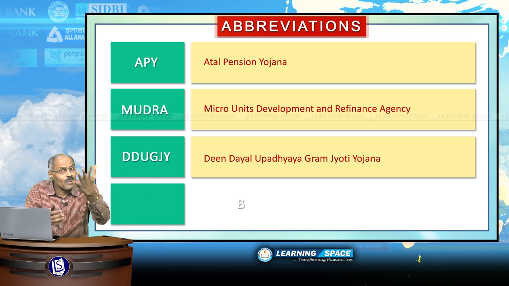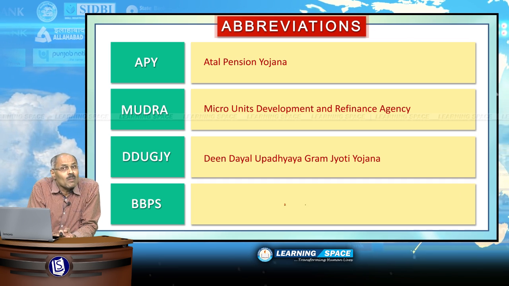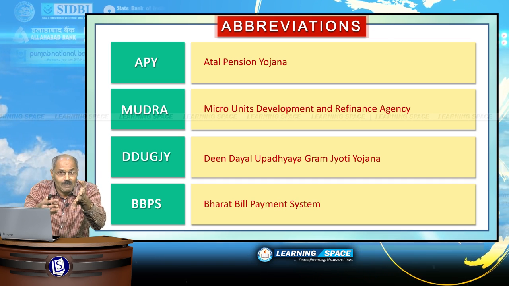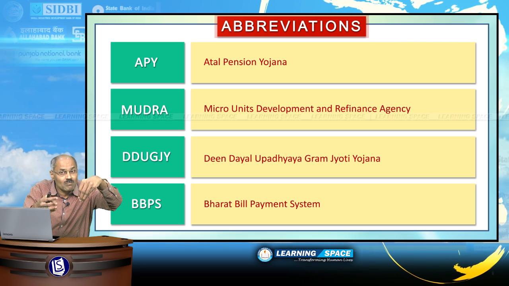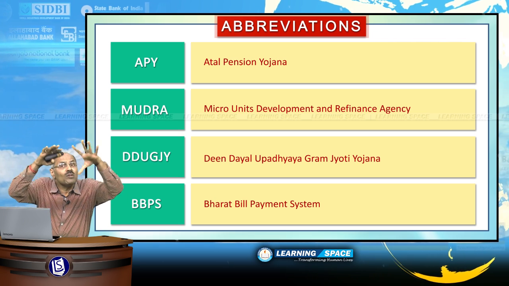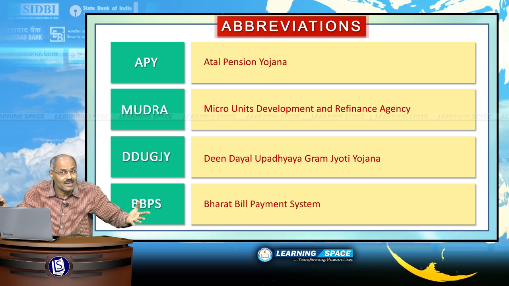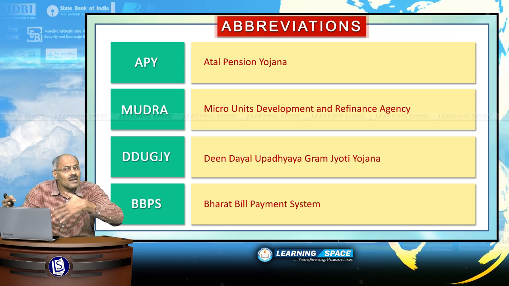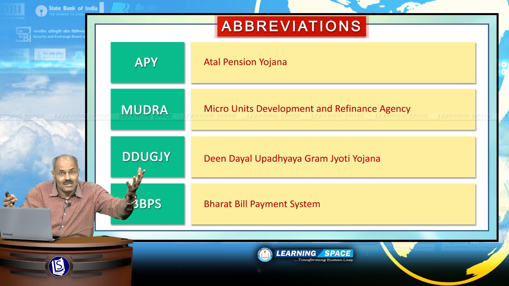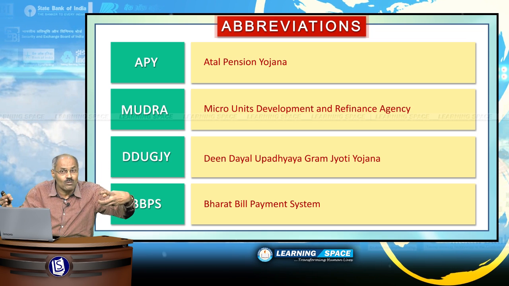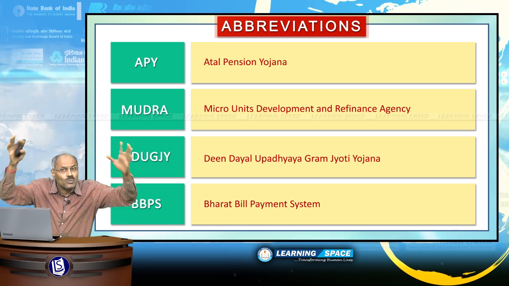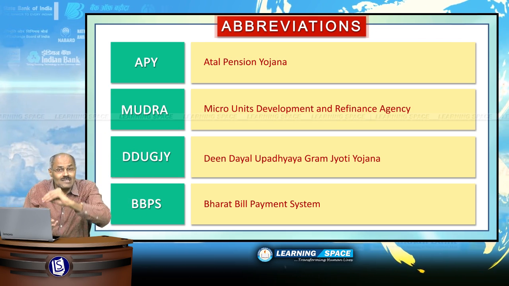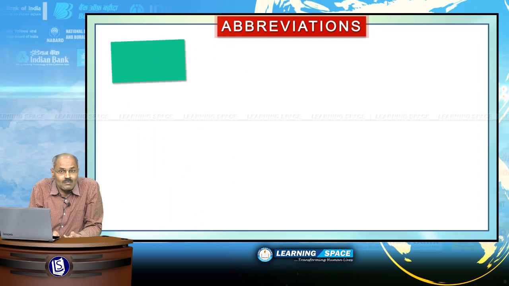Look at the next one, BBPS. BBPS is Bharat Bill Payment System. What is the main purpose of Bharat Bill Payment System? The main purpose is unifying different types of retail payments. In India, we have several types of retail payments and the methodology of payment is also different. With a view to unify these retail payments, this Bharat Bill Payment System was devised.